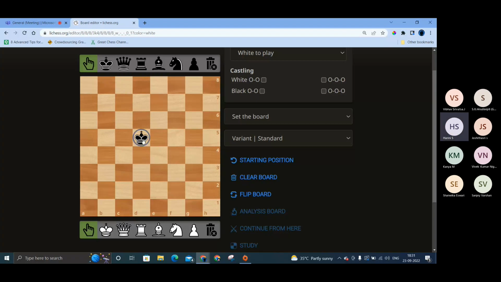So Vibhav, the king is here. I want to take the king here, but there is a bishop here. Not here. We'll put the bishop here. So the king has to go to this square. Let's take this as a position. So the king is on d5.